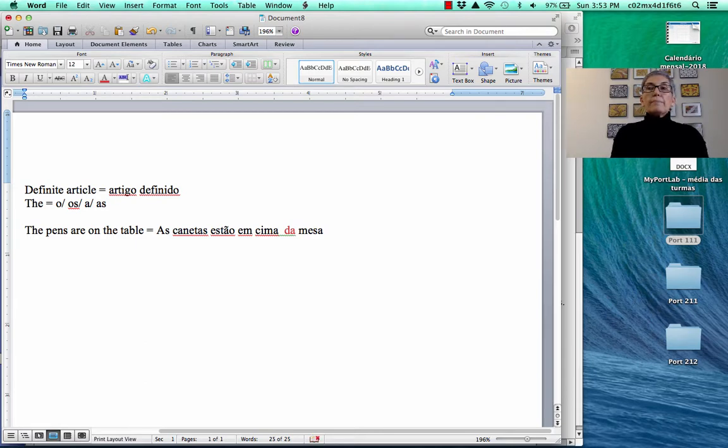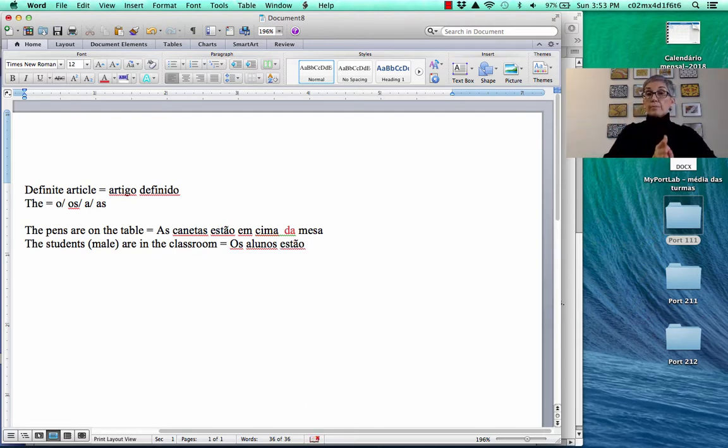Let's see now. The students. And I want only the male students, okay? Because it makes a difference, right? In Portuguese. Male. The students are in the classroom. So how are you going to say that? Because I am saying that the male students only, you're going to say os alunos estão, and then in the classroom.